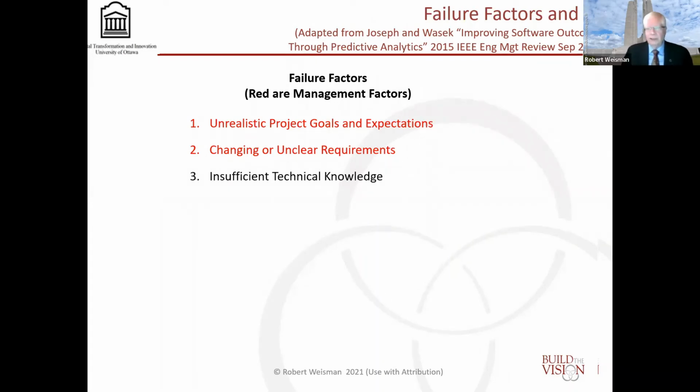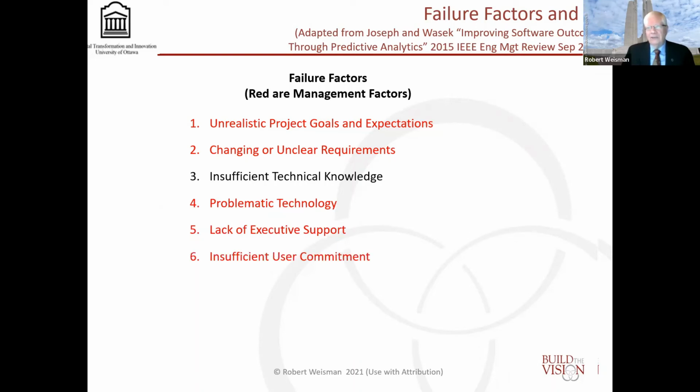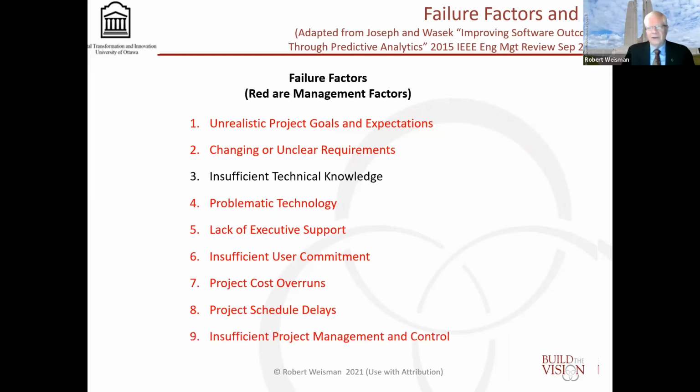Insufficient technical knowledge, well, that could maybe be on the technical front, maybe. Problematic technology. People are throwing stuff in because they've read it in Wired. They say, oh, this is a fantastic technology, let's use it. Okay, it doesn't work. Lack of executive support, insufficient user commitment, project cost overruns, project schedule delays, insufficient project management control. It's got the word management written all over it. So let's take a look at each one of these factors.